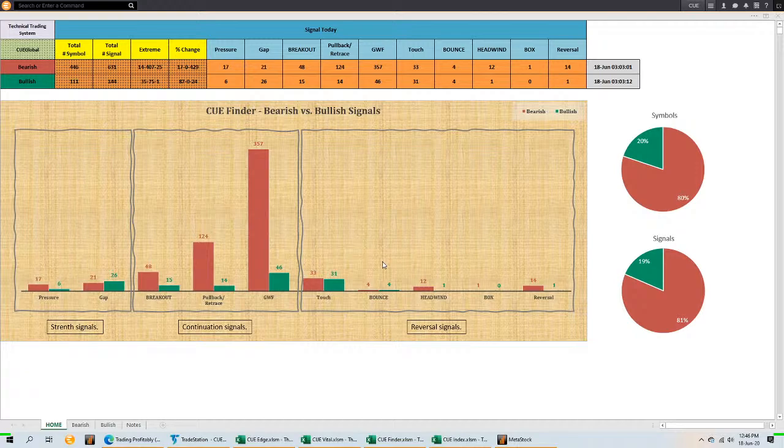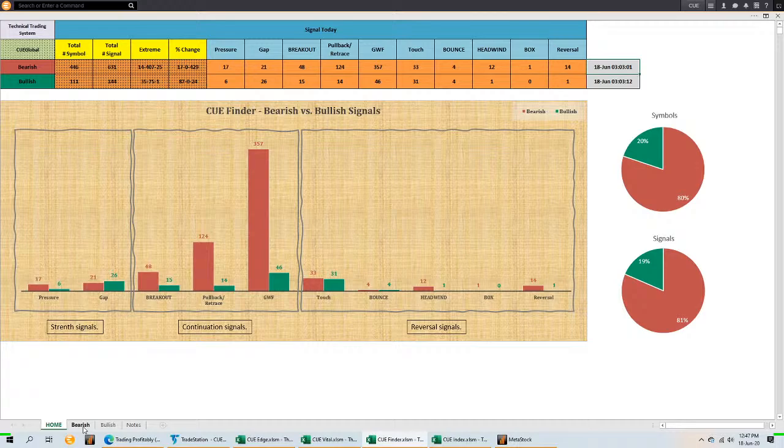I looked at the bounce signals, bounce and memory touch signals. They provide an opportunity to short at the very top. And if you were looking at touch and bounce on the bullish side, they provide an opportunity to buy at the very bottom. Because the market is at a very high point, what I did today before market open, I looked for the stocks. I was looking for a shorting opportunity at the top, the stocks that were bouncing down.